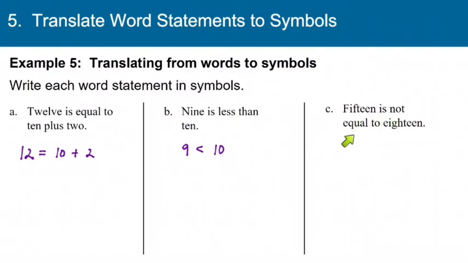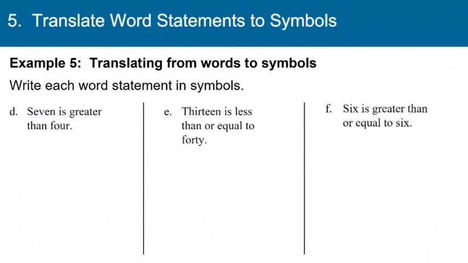15 is not equal to 18. So 15 is not equal to 18. In part D, we have 7 is greater than 4. So 7 is greater than 4. That's all there is to it. 13 is less than or equal to 40. So 13 is less than or equal to 40. 6 is greater than or equal to 6.